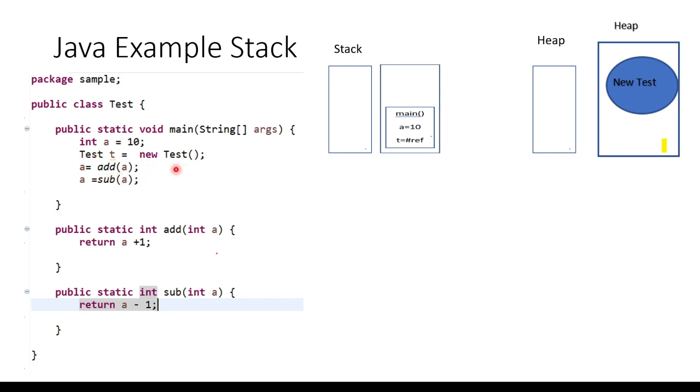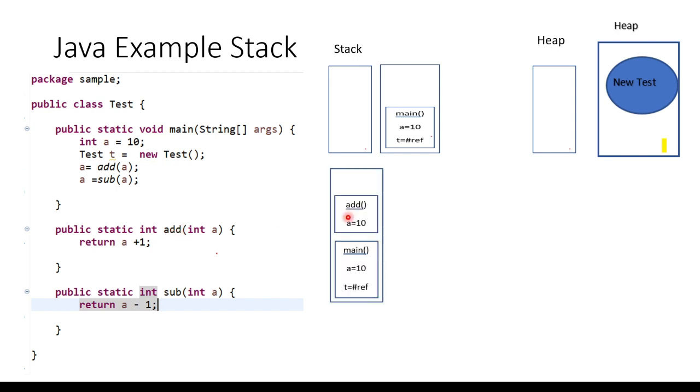Now next what we are doing, we are calling a method add. So when this method add is called, whenever a new method is called, a new block will be created in the stack. So as we said here, for the main method, this main block is created. And in the same way, when this add method is called, immediately for this add method, one more block will be created.